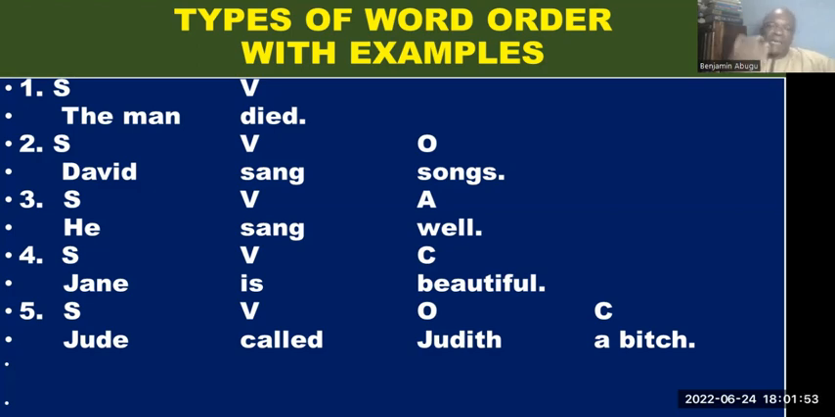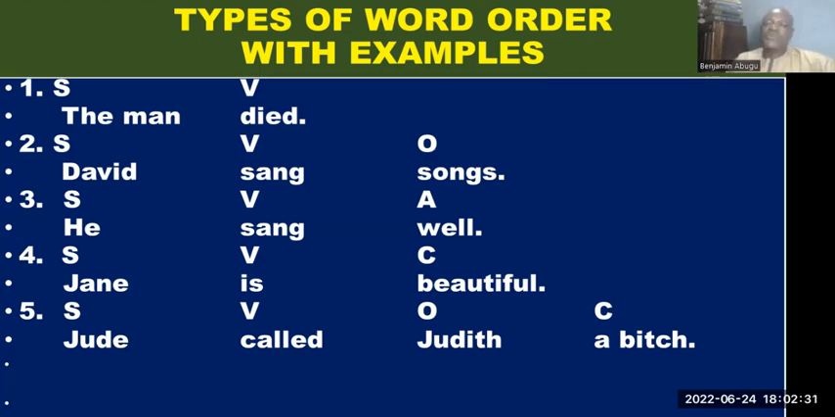All right? Now let's look at the fifth type of word order, and that is the SVOC structure. Jude called Judith a bitch. Now, you can see again, the complement is the last one there, and let's see how it completes the meaning of the sentence in this fifth example. Now, Jude stands for subject, called stands for verb, and O stands for Judith. A bitch stands for complement.